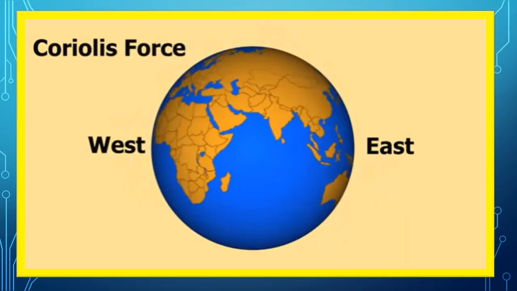Now children, let us understand what is Coriolis force. So as you know, the earth spins around its axis and it spins from west to east and a force is generated. Now this force is called Coriolis force, which affects the direction of the winds.